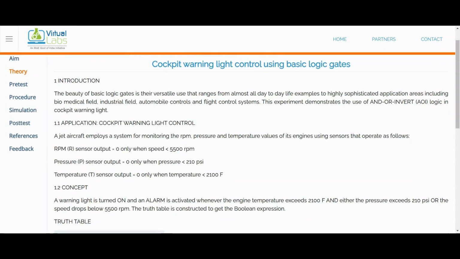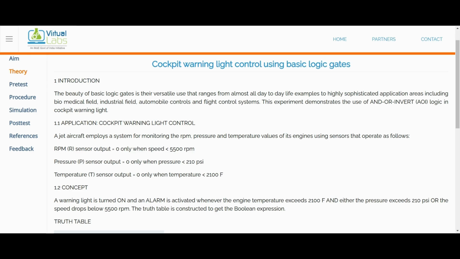So the system uses three sensors. The first one is the RPM sensor. It gives output 0 only when speed is less than 5500 RPM. And we use a pressure sensor whose output is equal to 0 only when pressure is less than 210 psi, that is pounds per square inch. Next is the temperature sensor, whose output is equal to 0 only when temperature is less than 2100 Fahrenheit. RPM sensor means revolutions per minute.